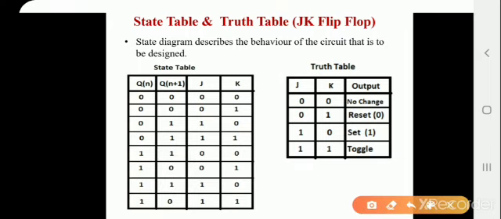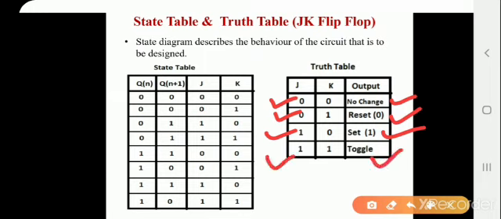As you can see, if the value of the two inputs J and K is 0, 0, then the output should be no change. If the value of JK is 0, 1, then the output should be reset, or 0. If the value of J and K is 1, 0, then the output should be set to 1. If the value of JK is 1, 1, then the output should toggle.